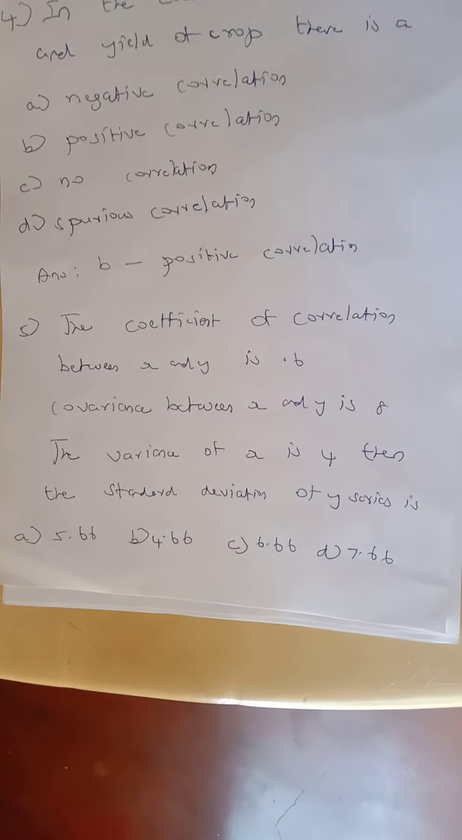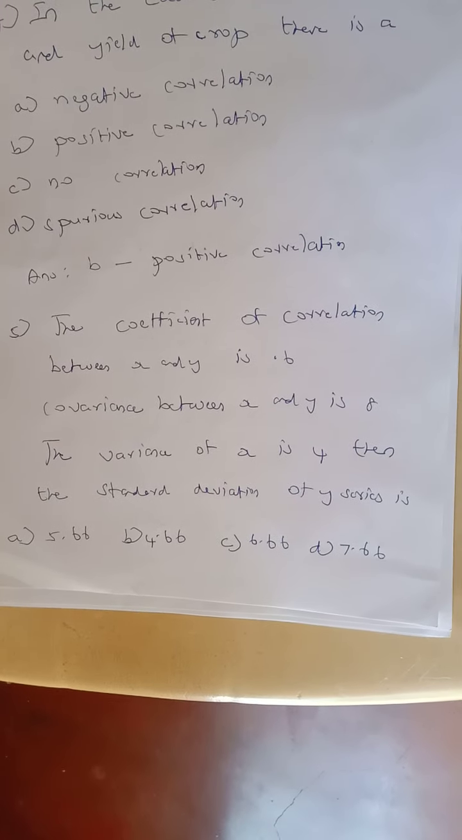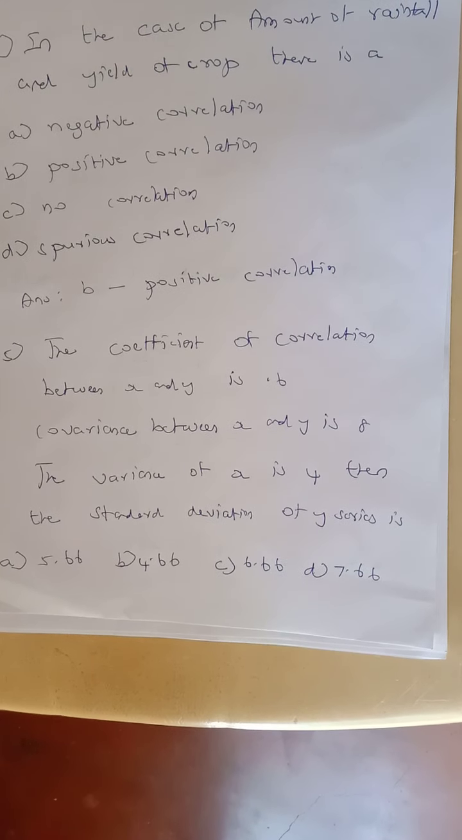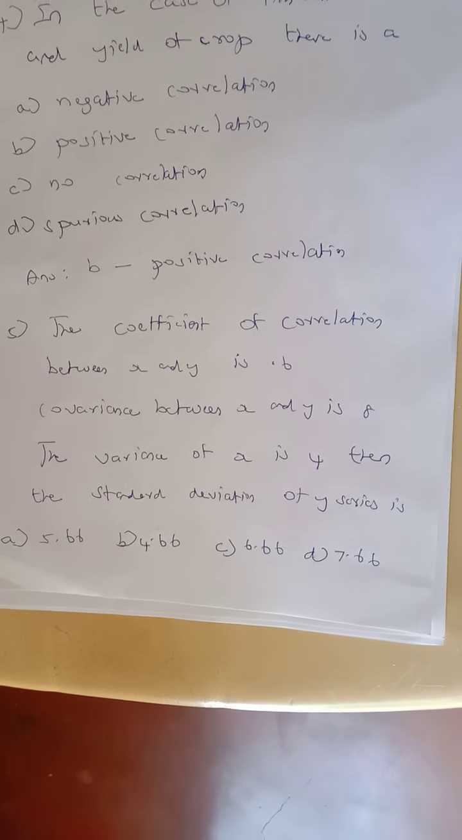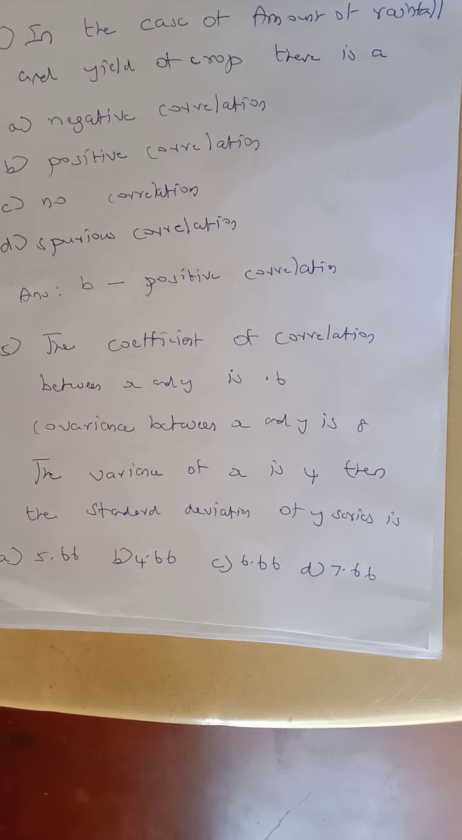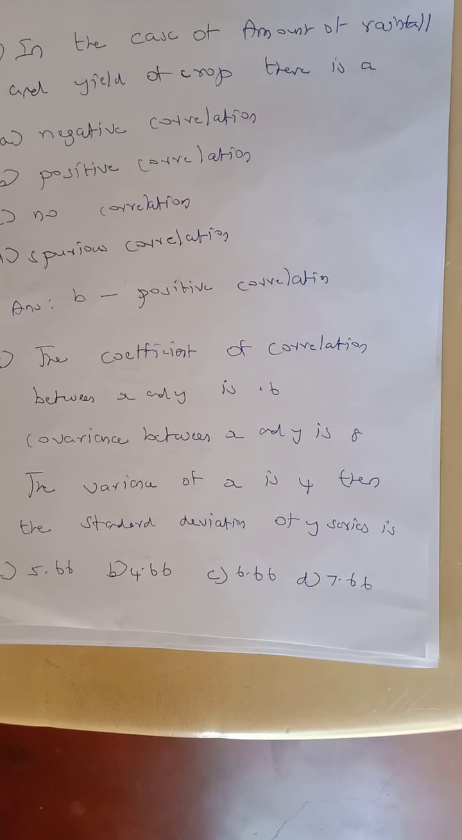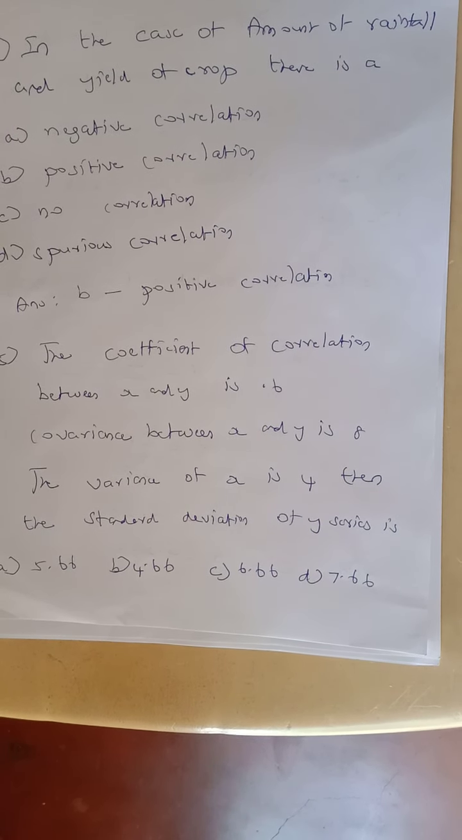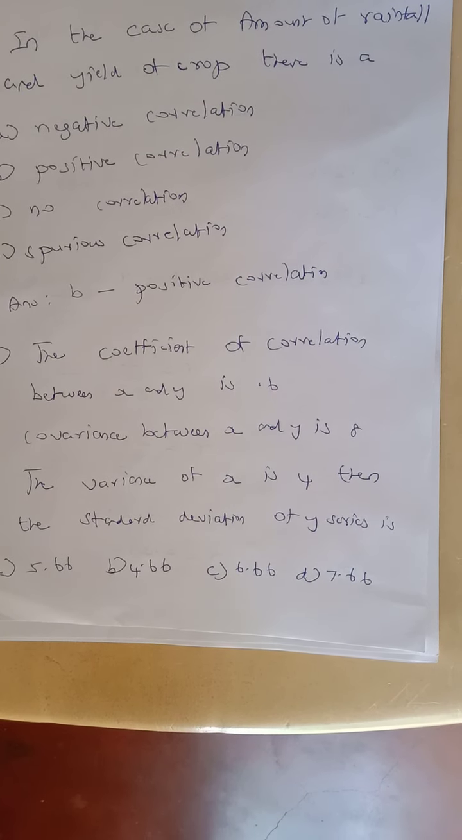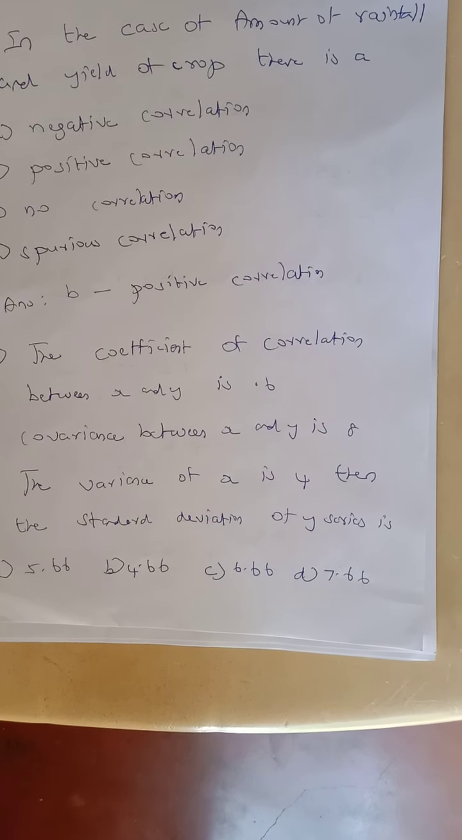Question number 5. The coefficient of correlation between x and y is 0.6, R value is 0.6, and covariance between x and y is 8. The variance of x is 4. Then the standard deviation of y is: option A 5.66, option B 4.66, option C 6.66, option D 7.66.